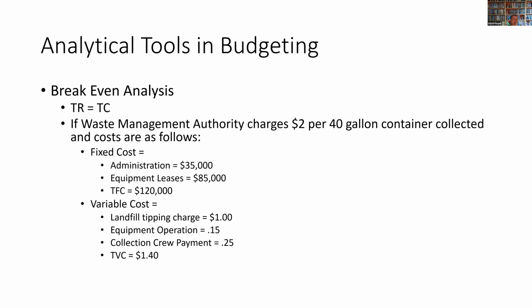Your variable costs, again, are going to be indexed to the amount of containers you are collecting. So let's say there's a landfill tipping fee of $1 per container. So for every container you collect, you have to dispose of it in the landfill, and you have to tip the landfill $1 for every container that's being emptied into the landfill. Let's say there's a 15-cent per container equipment operation cost and a 25-cent per container collection crew payment. So you have a total of $1.40 in total variable cost. So $1.40 in cost per container being collected.